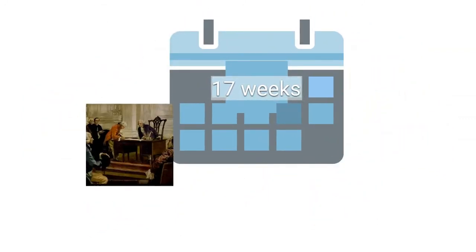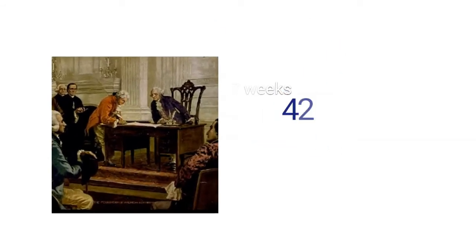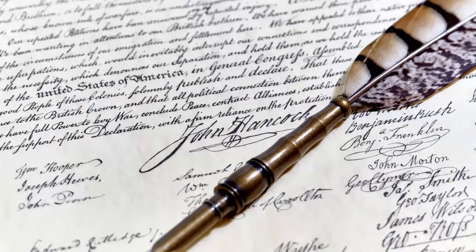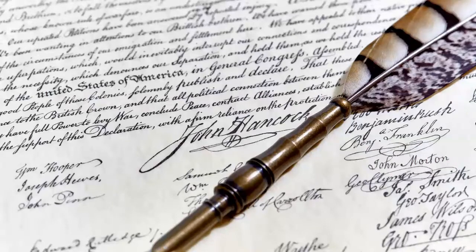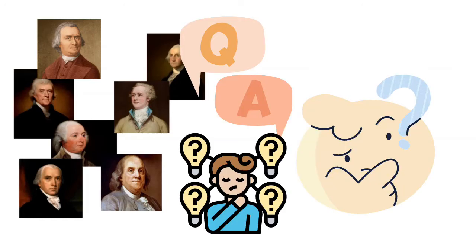At the end of the 17 weeks, after the compromises we talked about, 42 out of 55 delegates signed the Constitution. But getting the delegates to sign the Constitution is just the first step. The next step is that 9 out of 13 states need to ratify it in order to pass the Constitution. So that's where our founding fathers get to work. They have to work with the delegates of each state to address any issues, any questions the citizens have, and to persuade them to ratify it.